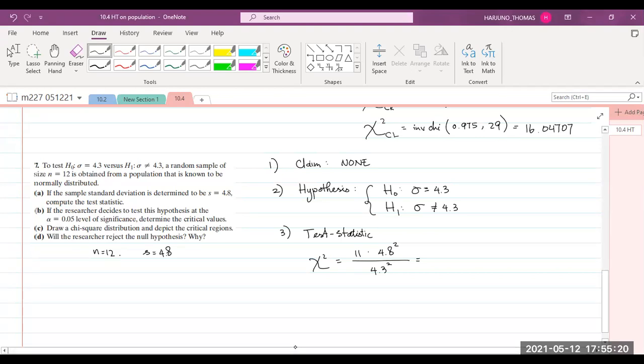11 times 4.8 squared divided by 4.3 squared gives me 13 something.